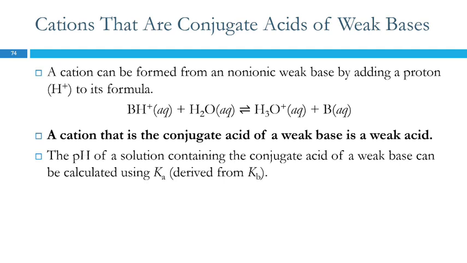Are you okay with that? So, the pH of a solution that has the conjugate acid of a weak base can be calculated using Ka. That would be a process much like what we just did. Here, they would tell us what Kb is, and we'd have to figure out what Ka is, but we'd make a nice table and do all of that.